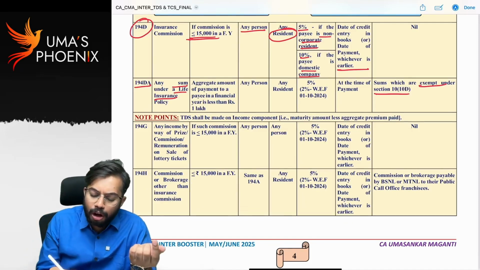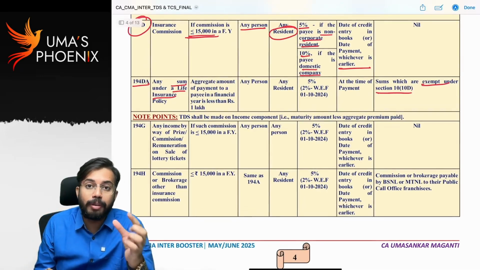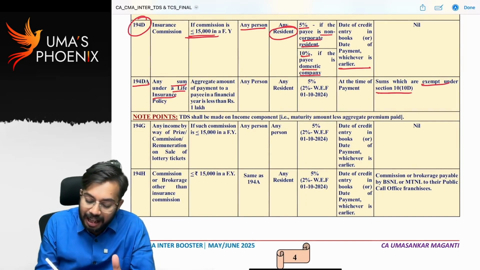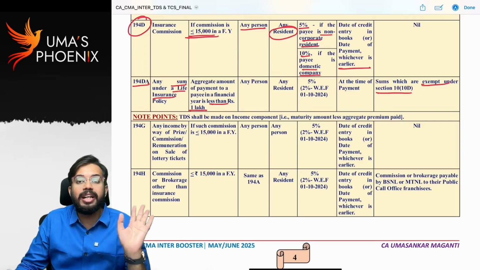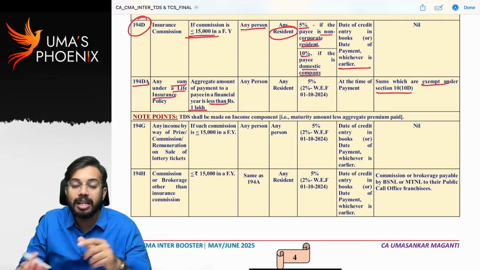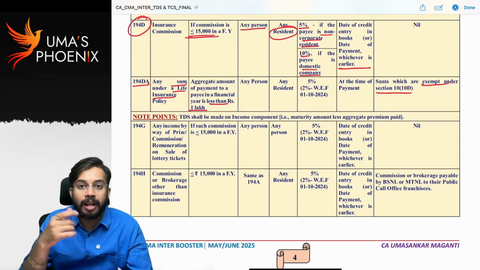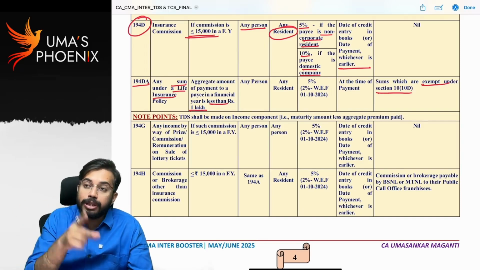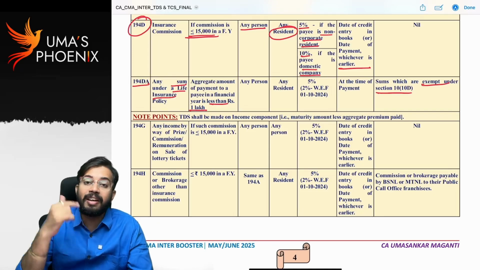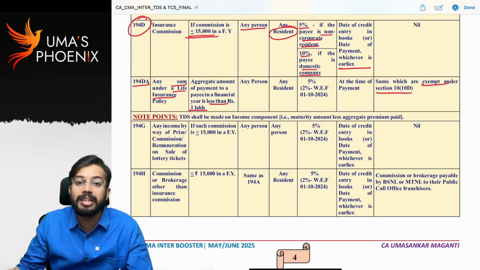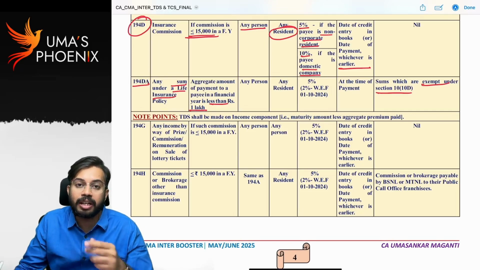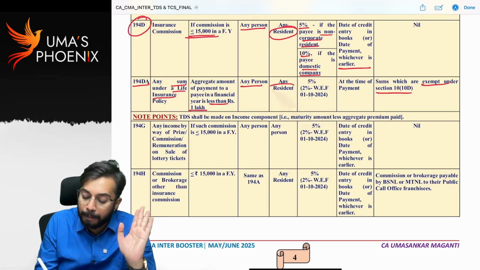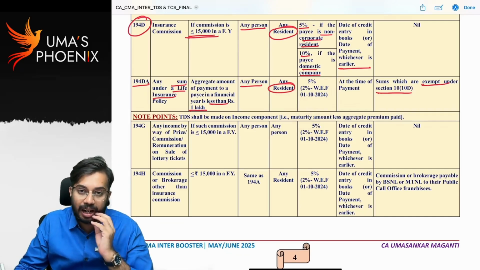If the aggregate amount of maturity amount including bonus paid to a person is less than 1 lakh rupees, no TDS is required to be deducted. That means whenever a life insurance policy matures and the maturity amount including bonus is greater than or equal to 1 lakh rupees, then only TDS is required to be deducted under section 194DA. Payer can be any person, payee should be resident in India.